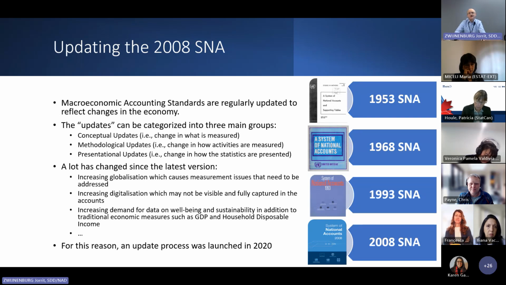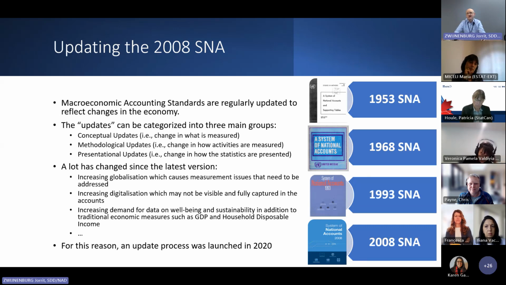And since the 2008 SNA, there have been quite a lot of changes. So here I list increasing globalization, which causes measurement issues that need to be addressed. It's becoming increasingly complex to delineate the national boundaries in that sense. So this is requiring more guidance.